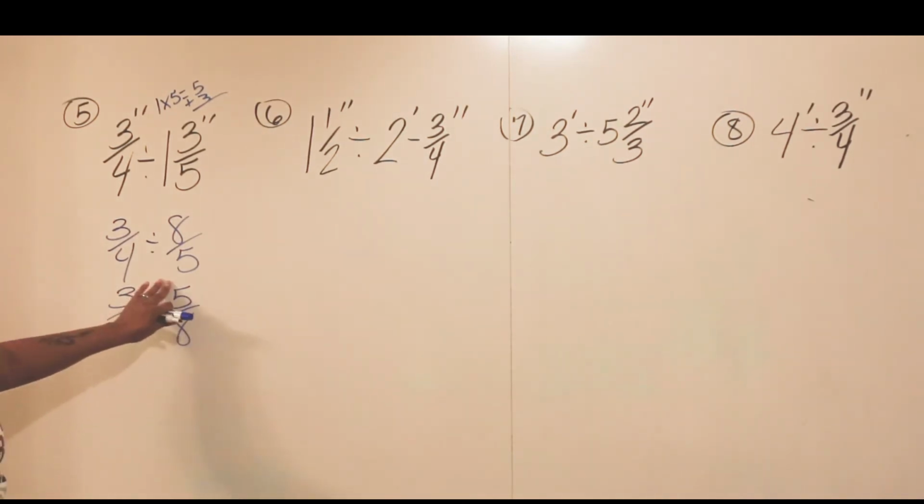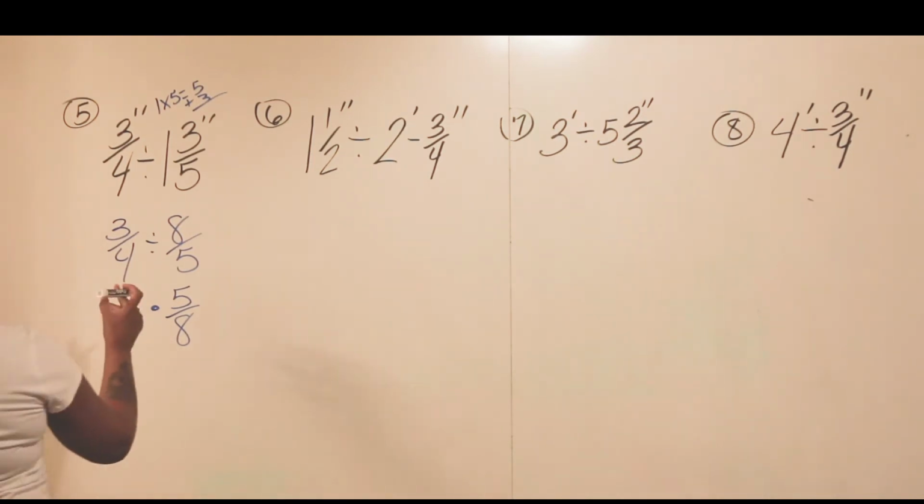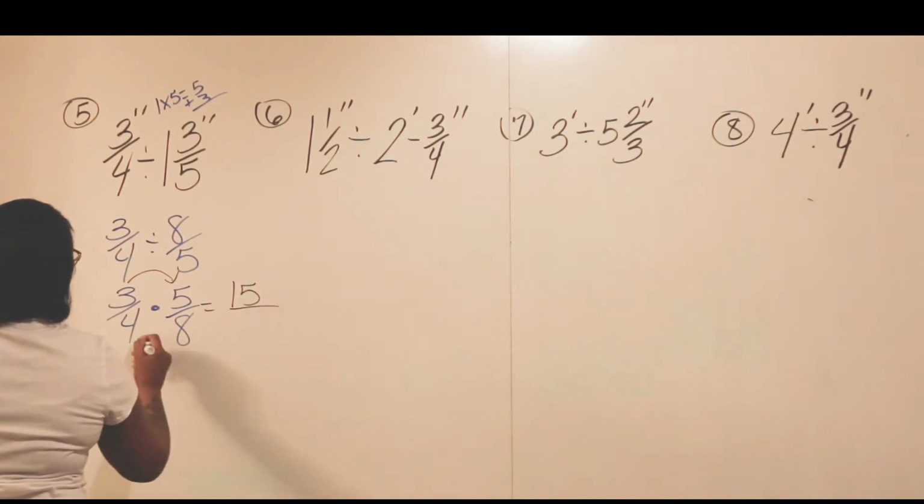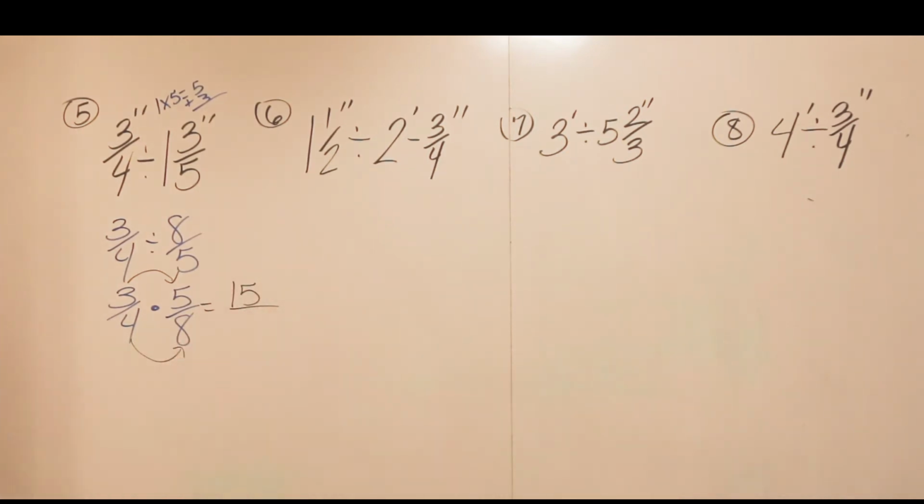Can we cross reduce? No. No number can go into 4 and 5 evenly, or 3 and 8. So now we multiply the numerator times the numerator. 3 times 5 is 15. And then we multiply denominator times denominator. 8 times 4 is 32.